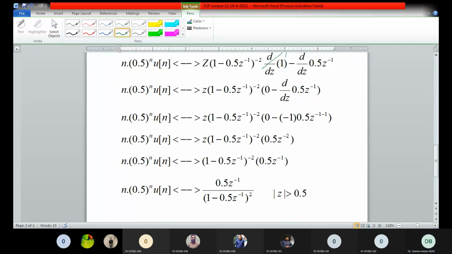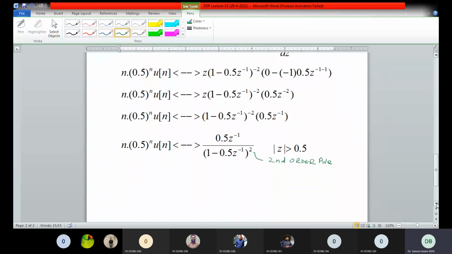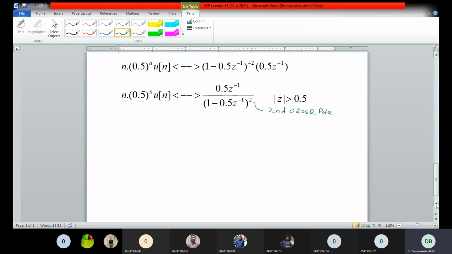squared. So here you can see, this is a second order pole. What does the square mean? This is not a single pole. At 0.5 there will not be one pole, but instead of one there will be 2 poles at the same point. So it is a second order system. You have studied first order system and second order system. So this is a second order pole, but because it is on the same point, it is not changing the stability. So your ROC would be |z| greater than 0.5.